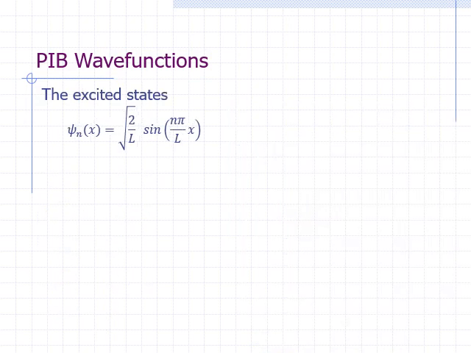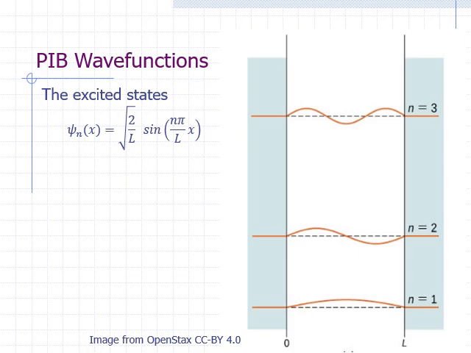Let's take a look at the excited states. Here we have plots of the wave functions for n equals 2 and n equals 3, along with a plot of the ground state wave function for comparison. Note that the origins for the plots are different. For the ground state, n equals 1, the scale is set up so that psi is 0 here. For the first excited state, n equals 2, psi is 0 here. And for the second excited state, n equals 3, psi is 0 here.